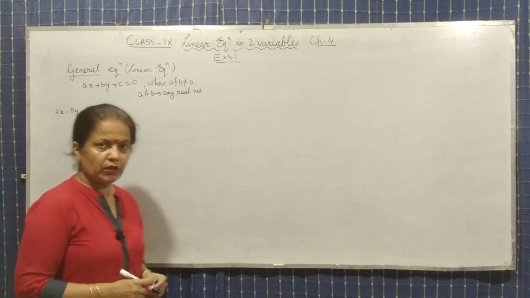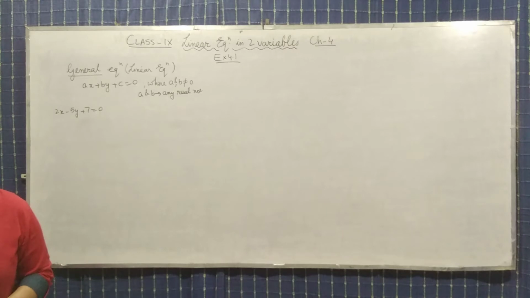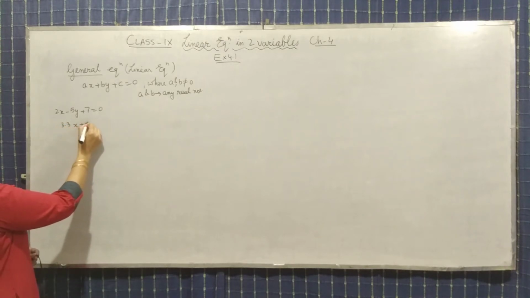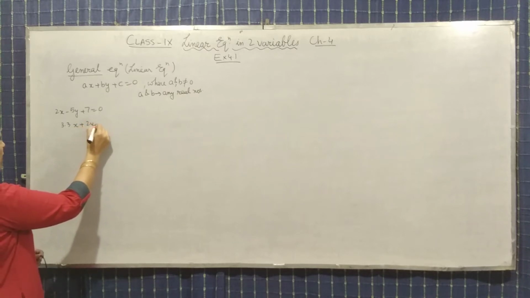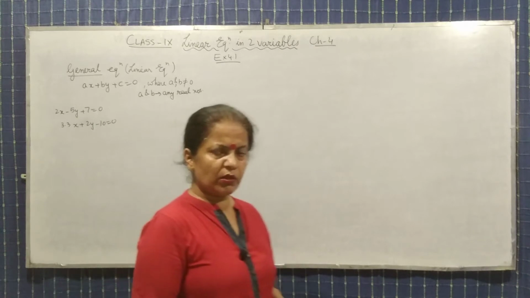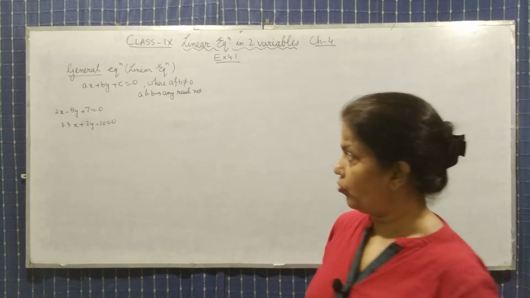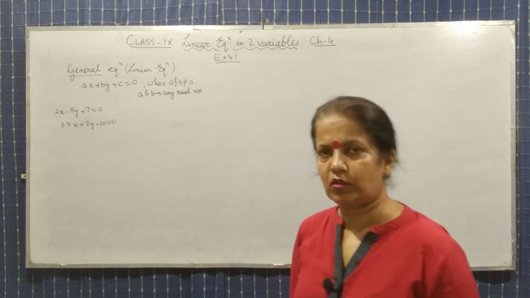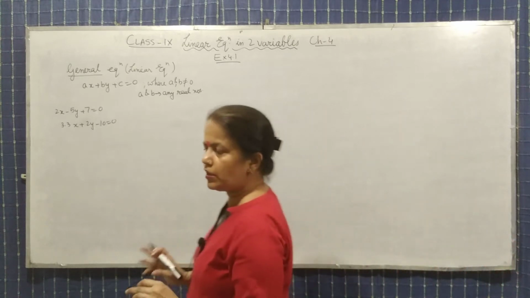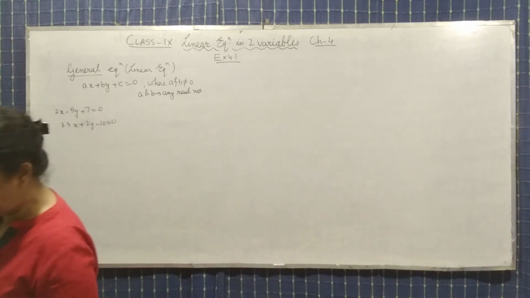In the same way, if we take a number like this, 3.3x plus 2y minus 10, then also it will be a linear equation in two variables. The coefficient of x and y can be any real number. So this is a linear equation in two variables.